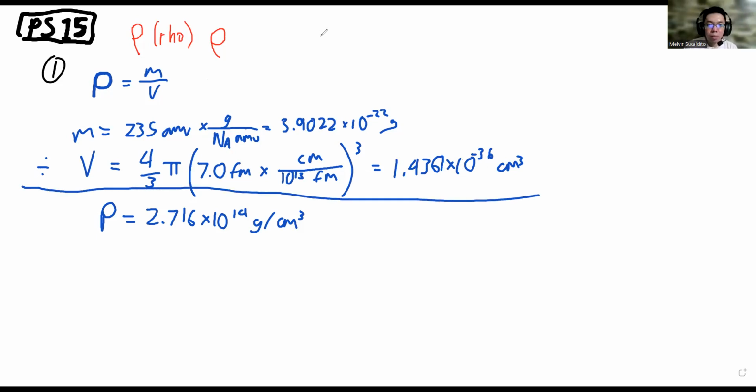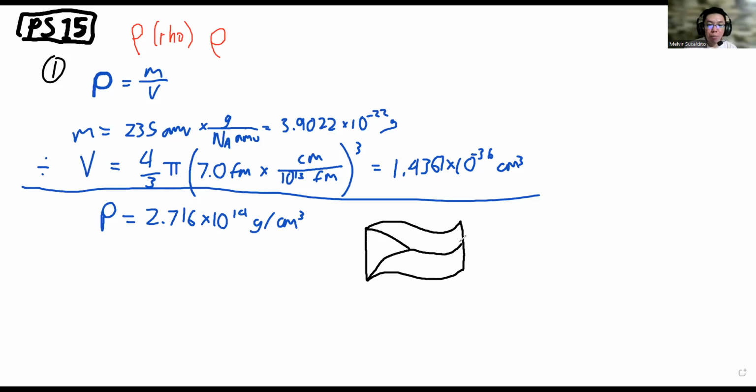Okay, correct. Good. So the answer should be 2.716 times 10 to the 14 gram per cm cube. So really, really dense, no? Uranium 235. So it's highly ideal then to be used in nuclear fission because it's really dense.